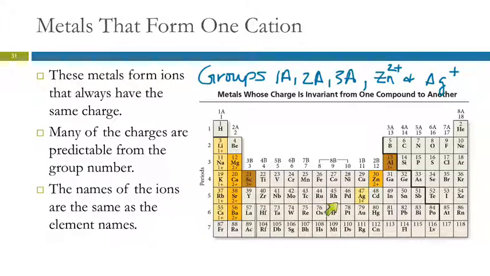How do you remember zinc and silver? Here's aluminum, it's +3. This looks like going downstairs, right? Going down the stairs, +3, +2, +1. And I'll be saying this little phrase over and over and over again. Groups 1A, 2A, 3A, zinc, and silver. These are the metals that form predictably charged ions. The name of the ion is just the element name.